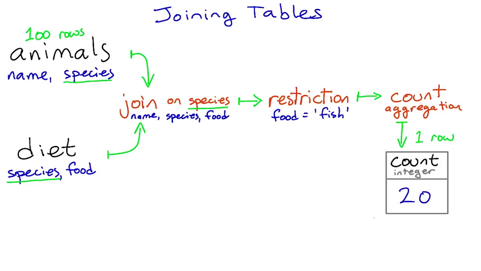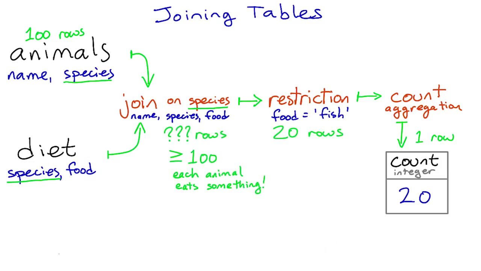Remember that every result we get back from a database query is a table. That includes the result of this count aggregation. The count table has just one row and one column, and it contains the number 20. Well, that means that the result of filtering for food equals fish must have had 20 rows.